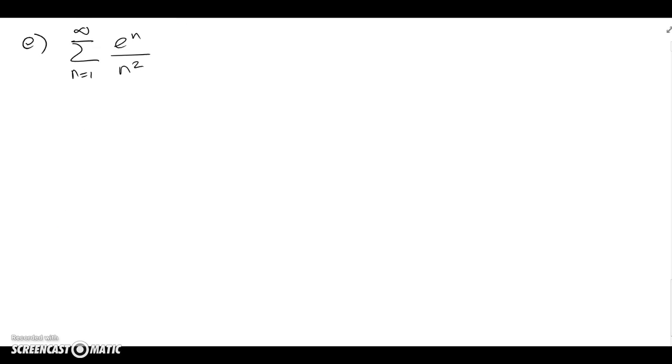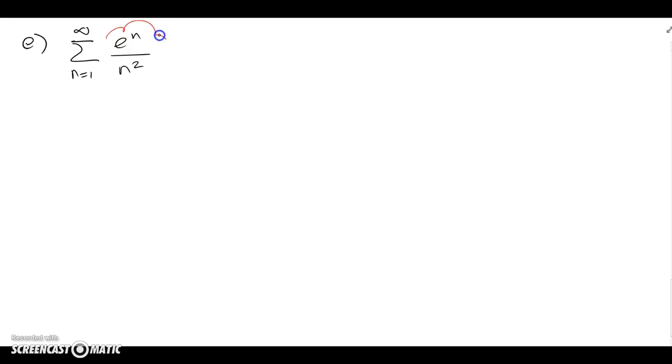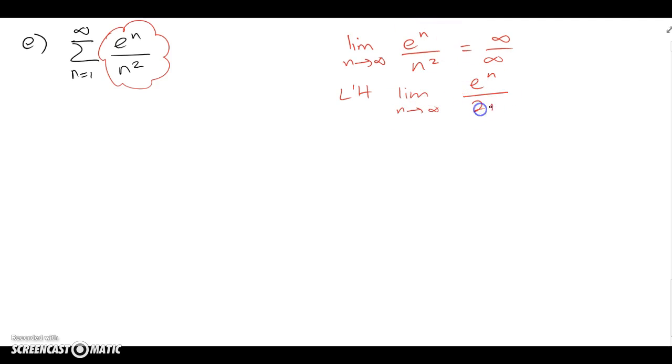Okay, does the series converge or diverge? And if it converges, what does it converge to? Again, the divergence test is usually a good first test to quickly try out before you do anything else. So when I apply the divergence test, I look at the limit, which is going to be big over big. Infinity over infinity says I can apply L'Hopital. So when I apply L'Hopital, I get e to the n over 2n.